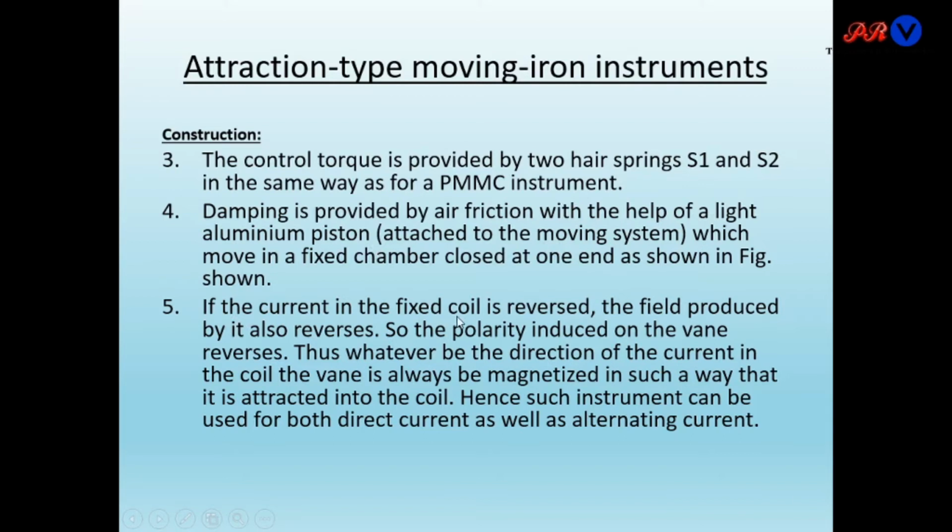If the current in the fixed coil is reversed, the field produced by it also reverses. So the polarity induced on the vane reverses. Thus whatever be the direction of the current in the coil, the vane is always magnetized in such a way that it is attracted into the coil. By reversing the polarity, it also gets magnetized. Hence such an instrument can be used for both direct current as well as alternating current measurement.